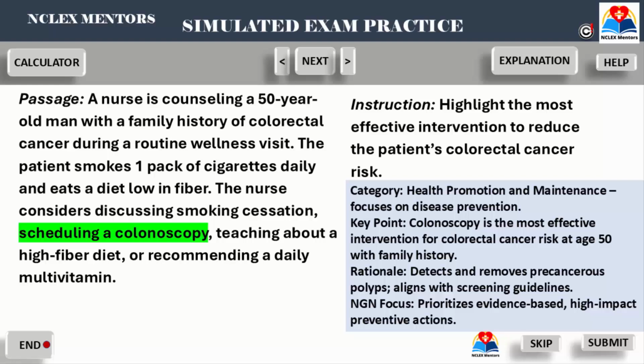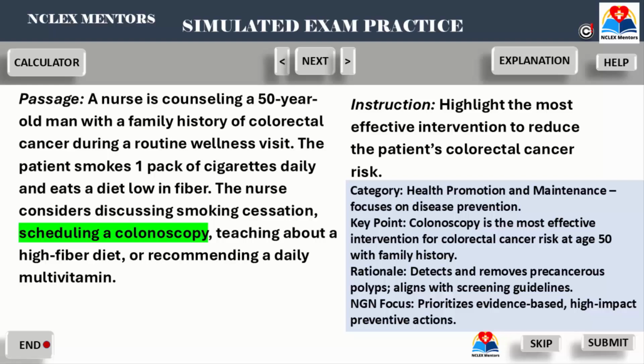C. Teach about a high-fiber diet. A high-fiber diet is a great long-term strategy to lower the risk of colorectal cancer, but it's not as immediately impactful as screening for early signs of cancer or precancerous conditions. It's something to incorporate, but screening is more urgent given the patient's risk factors.